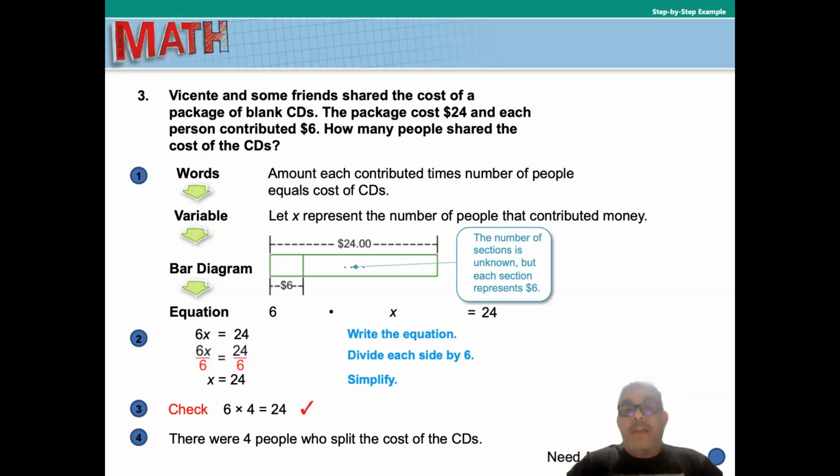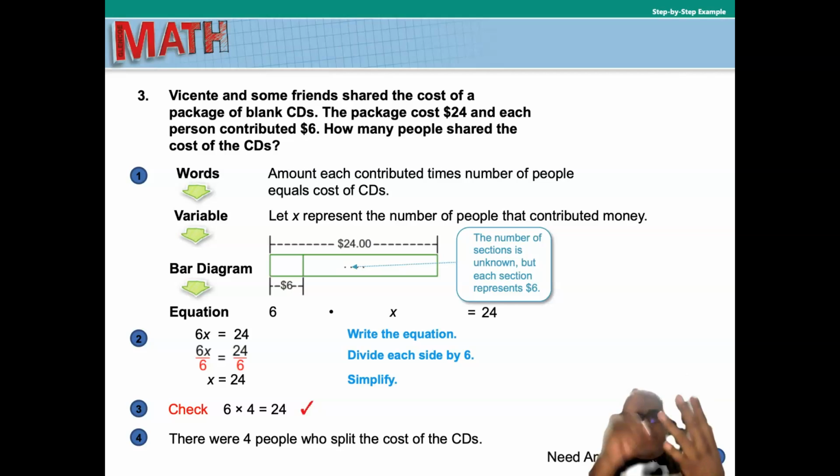So this is how you handle a word problem. You start breaking it down, almost like if you're talking to yourself. And that's going to help you understand what you're really after. So in words, amount each contributed times the number of people equals the cost of the CD. So let me spell that out. So if we had, let's say, 5 people, and each person paid $6. Let's add that up.